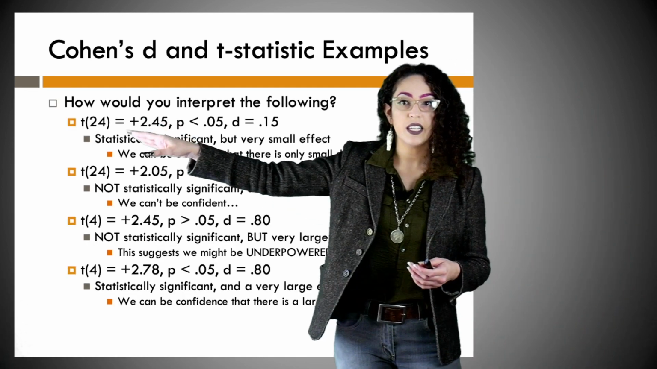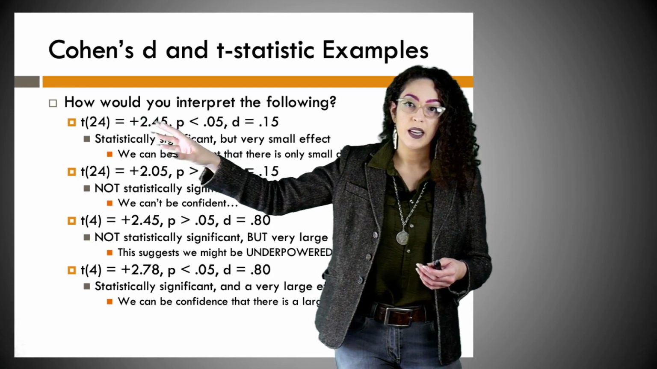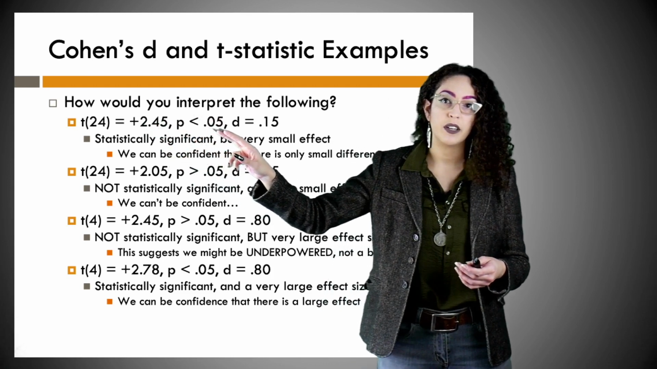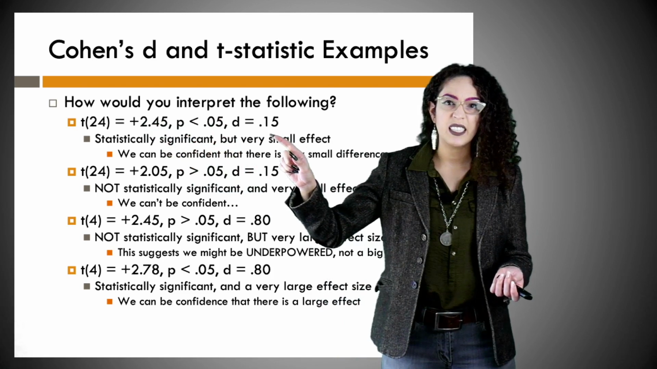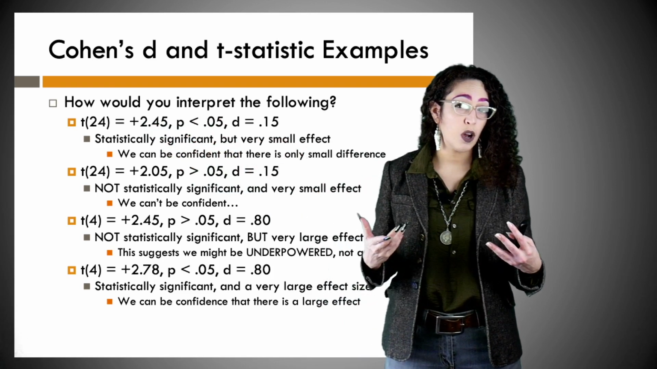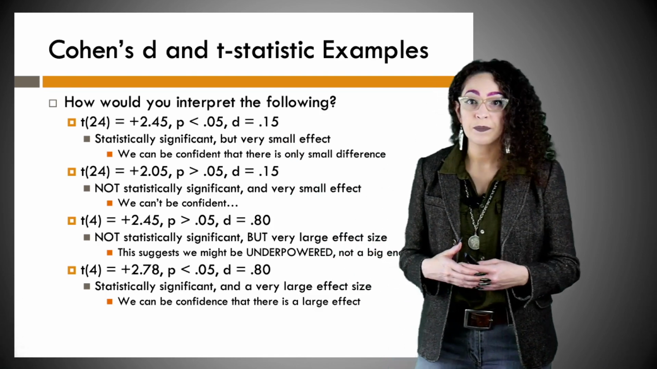We have t(24), so 24 degrees of freedom, 25 people in the study, and it was 2.45 with a p-value less than 0.05, meaning that they were statistically significant. But this effect size, d equals 0.15, is actually kind of small. It's not super strong. So statistically significant, but small effect size.